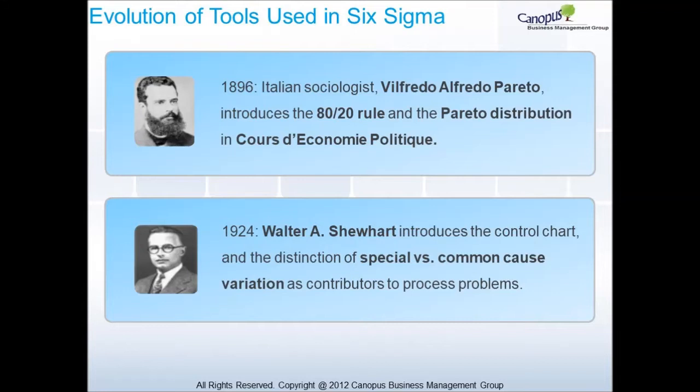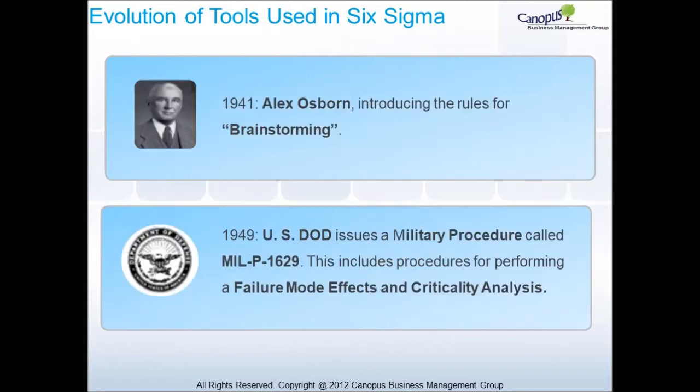In 1924, Walter Shewhart introduces the control chart and the distinction of special versus common cause variation as contributors to process problems. In 1941, Alex Osborn, head of BBDO Advertising, fathers a widely adopted set of rules for brainstorming.